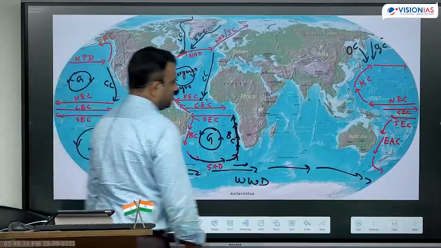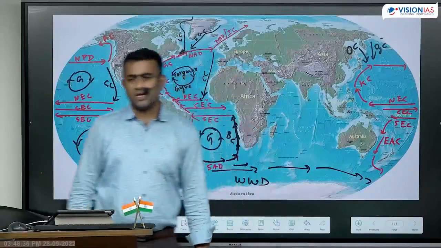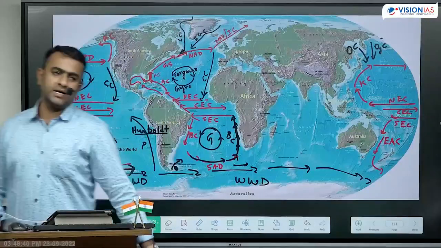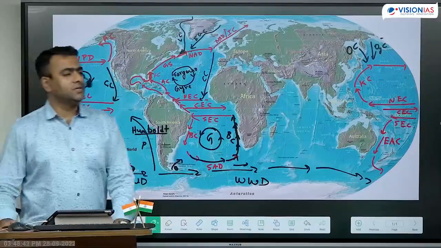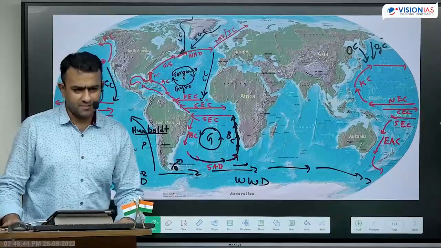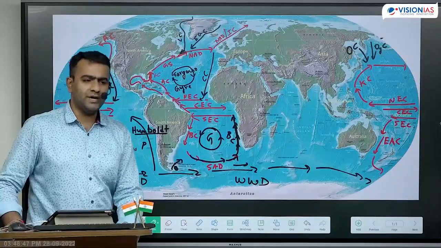Currents of Indian Ocean. Southern Indian Ocean is similar to the other parts of the ocean, whereas Northern Indian Ocean is slightly different from the other oceans. Southern Indian Ocean में almost same pattern ही रहेगा. Northern Indian Ocean थोड़ा बहुत different है.